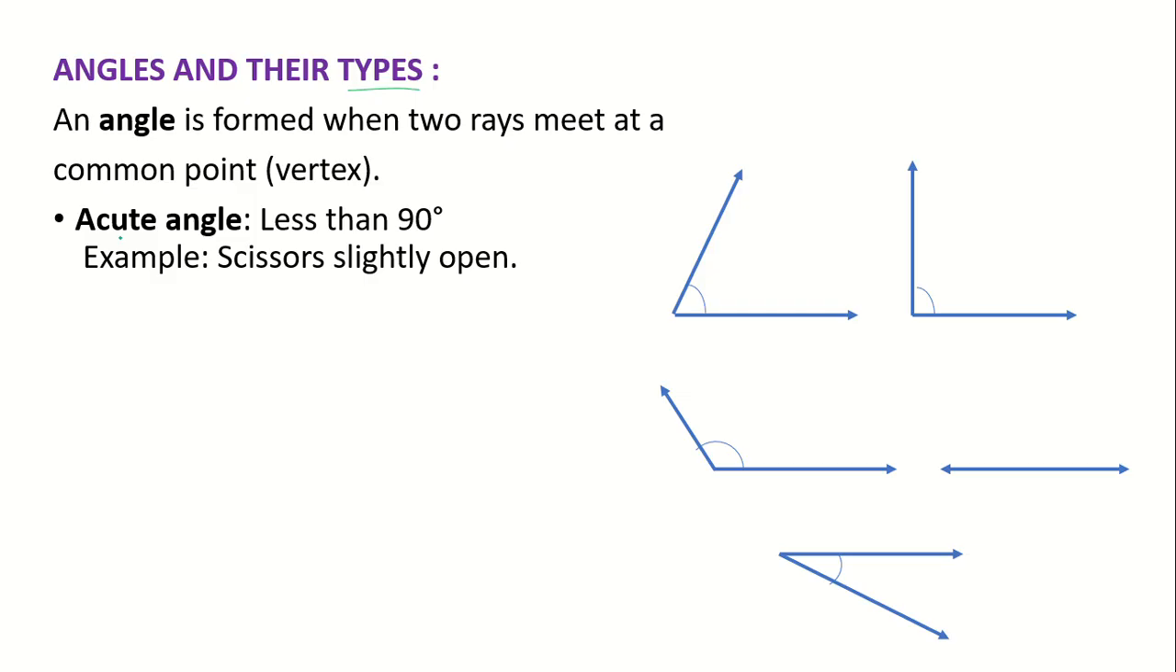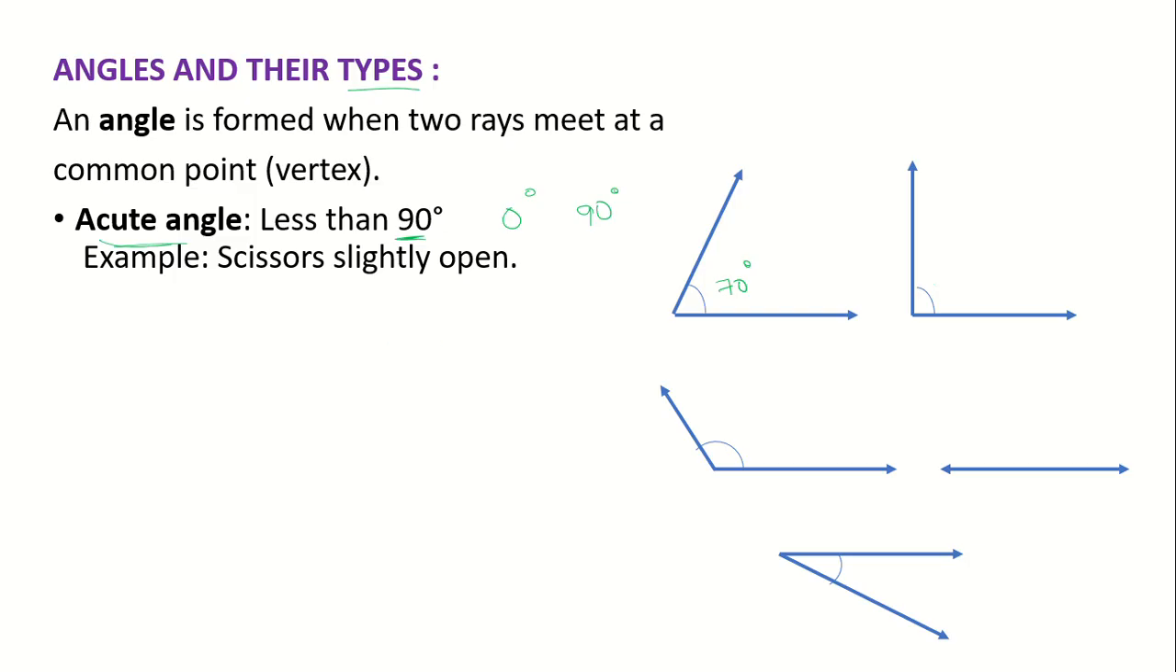First, acute angle. What is an acute angle? An angle less than 90 degrees. Acute angle is an angle greater than 0 degrees and less than 90 degrees. You can write any number here which is greater than 0 and less than 90. Let us take 70 degrees. This is an acute angle.